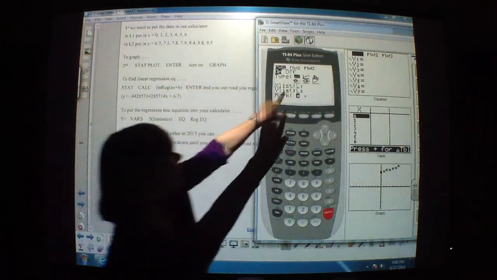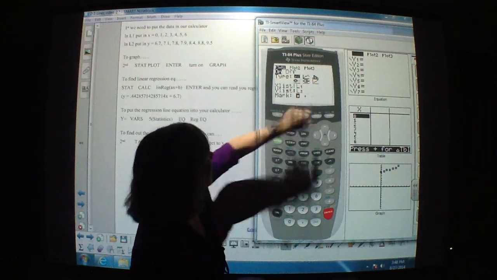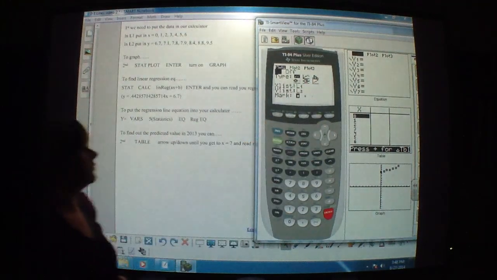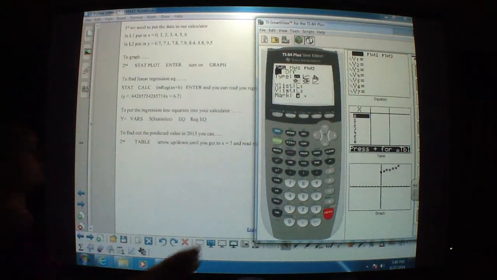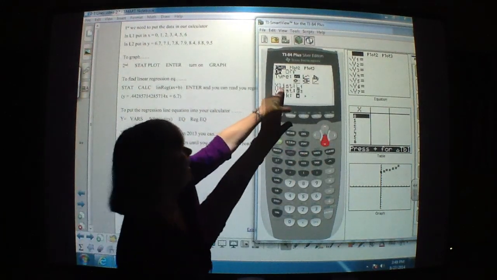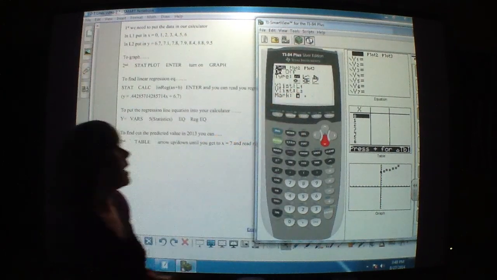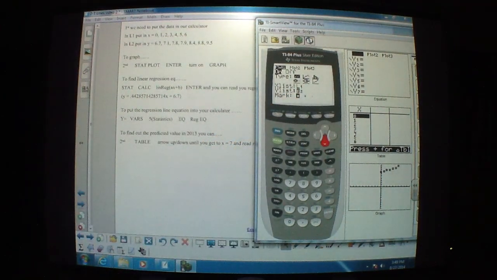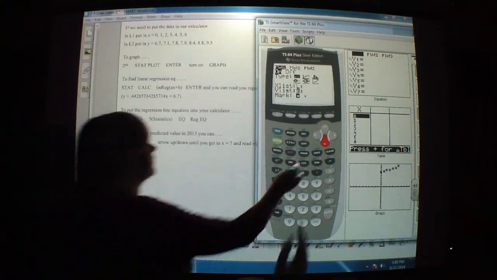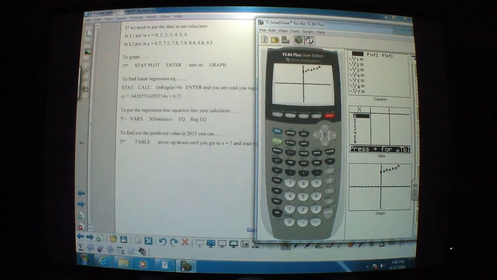Here's different graphs you can have. There's a scatter plot, there's a line, there's a bar, looks like a box and whisker. So there's all different. You tell it where your x is, and my x is in L1. You tell it where your y is. Mine is in L2. And the type of mark you have. And then I can push graph. And there's what my graph looks like.